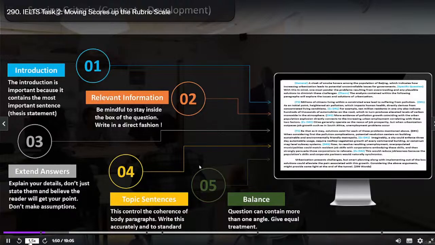Number 2, relevant information. If you are having a lot of digression in your essay, which means you're going outside of the thesis statement, going outside of the essay question, you are damaging your content, development, and unity.